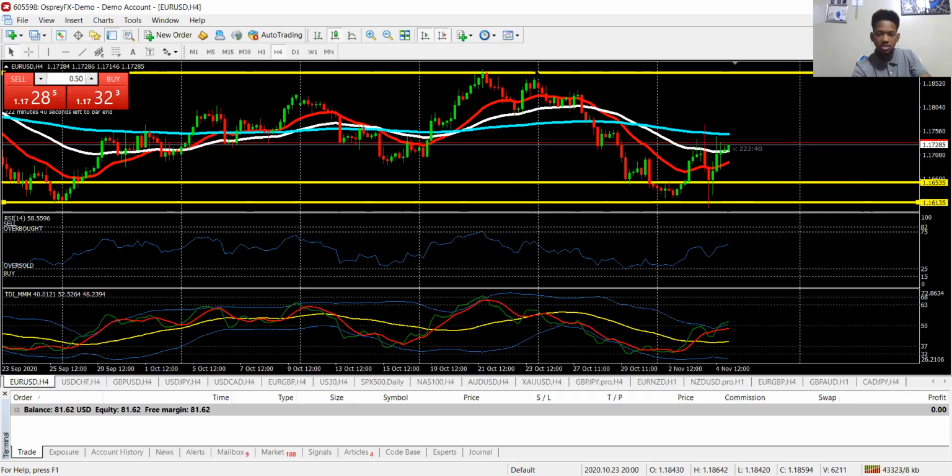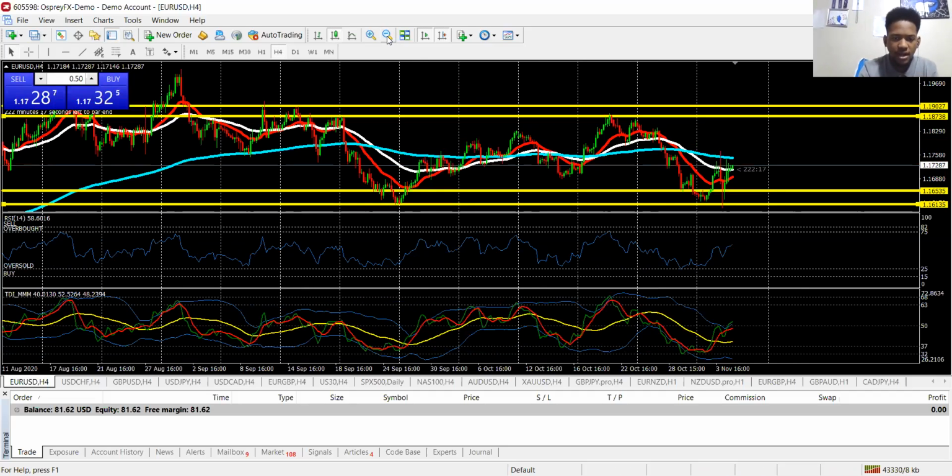Then once you touch this resistance zone, what did it do? It shot back down all the way to support. So with support and resistance, you're looking for touches. You're looking for 1 to 2 touches, sometimes 3, 4 touches. And realistically, guys, you can just look at the price action. I mean, you got 1, 2, 3, 4 touches in this zone right here.